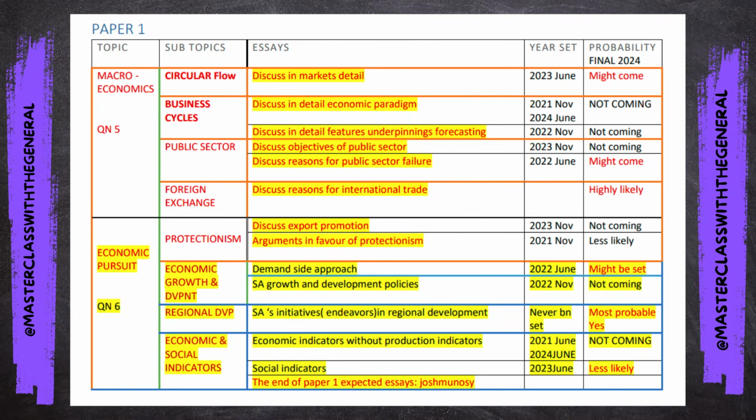So here's a trend analysis of the exam guideline which shows what has been assessed already and what is yet to be assessed. So if you check in question 5, we've got all the prescribed essays that are given there with the topics as well as the year they were set and the probability of coming in the final of 2024. And when you look at that, you can see they have all been assessed before except for one, which is discuss reasons for international trade. However, we also have 2 other essays which have not come out in November yet. That's discuss markets in detail as well as discuss reasons for public sector failure.